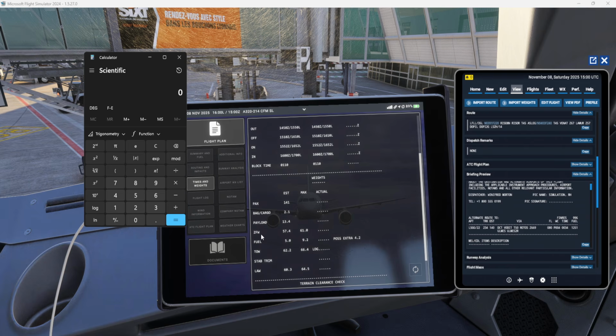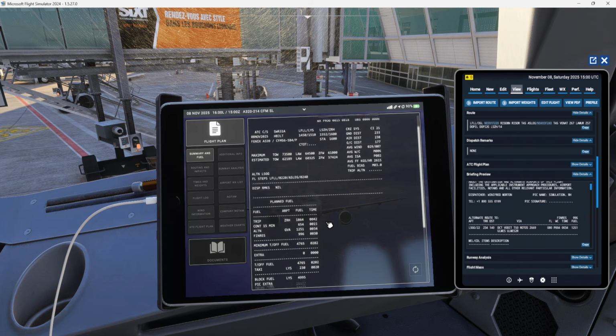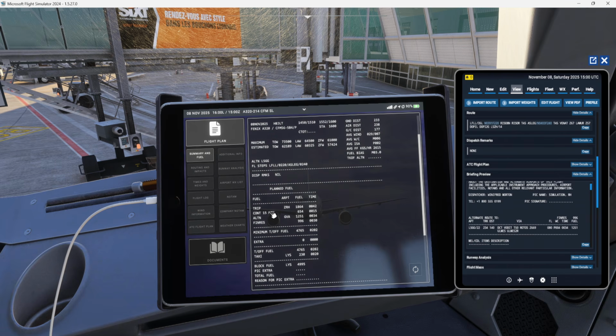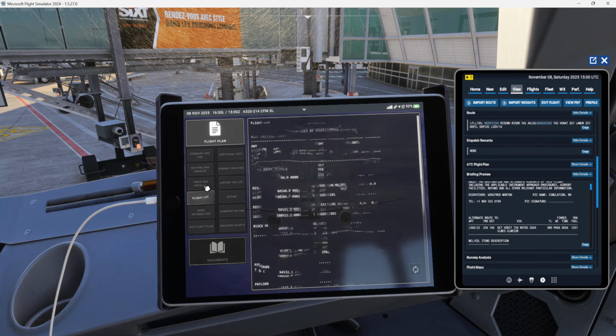So zero fuel weight is 57.4, plus fuel, but for takeoff, not the block fuel. So takeoff fuel, what is it? It is the total or the block fuel minus taxi. How much do we have in taxi? For taxi we have 200. Yes, 200. So let's go again.